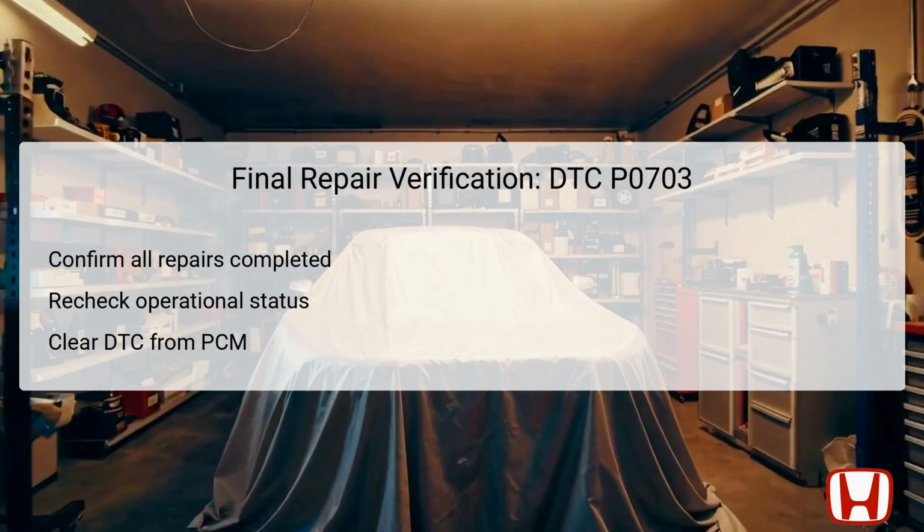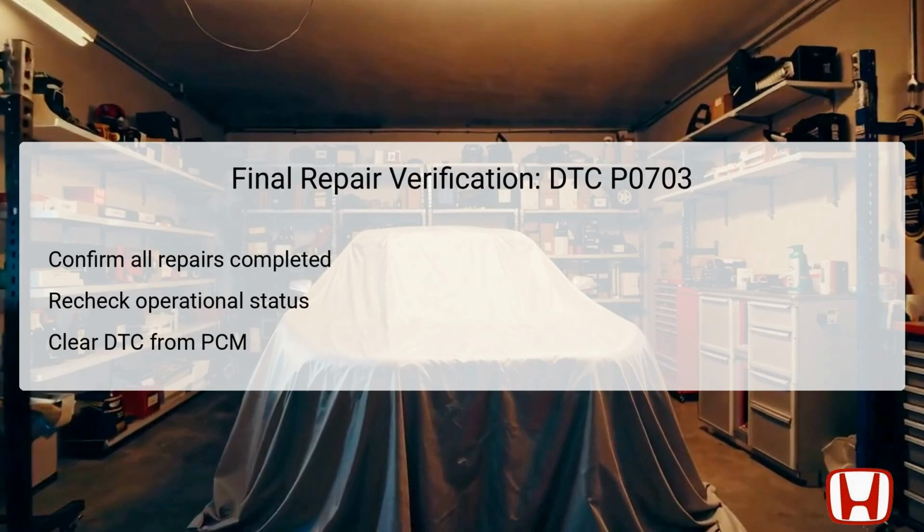Once all troubleshooting and repairs have been made regarding DTC P0703, it is essential to conduct a final verification of the repairs. Start by confirming that all repairs and replacements have been performed as required and that the brake pedal position switch is correctly installed. After this, recheck the operational status of the brake pedal and related systems to ensure they function accurately before concluding the inspection.